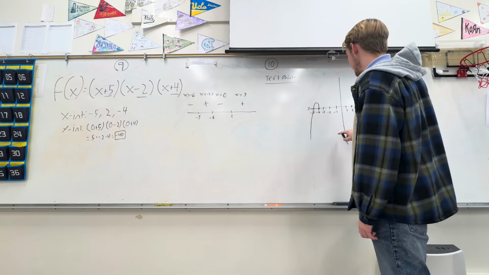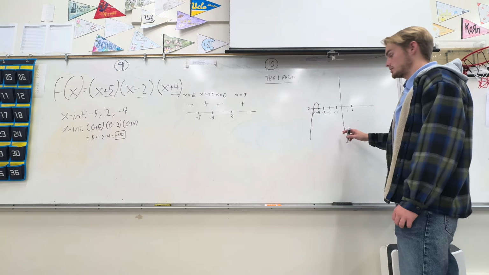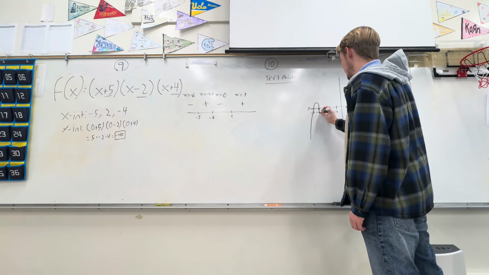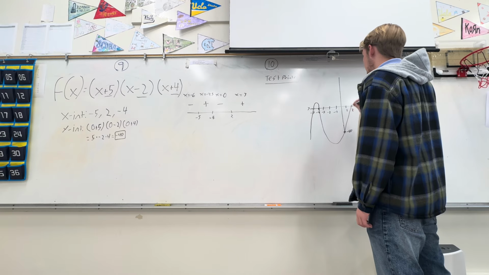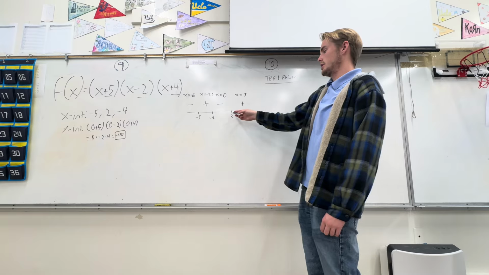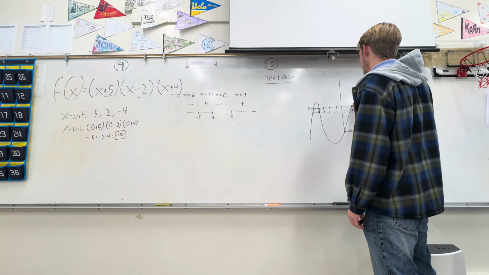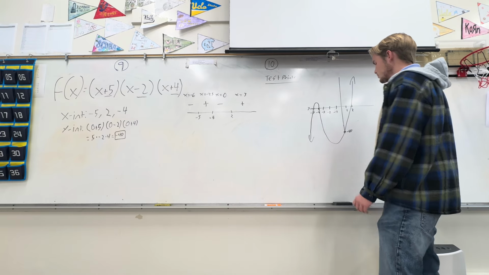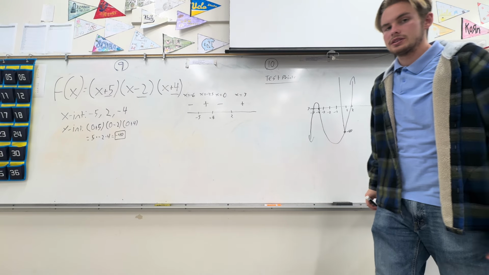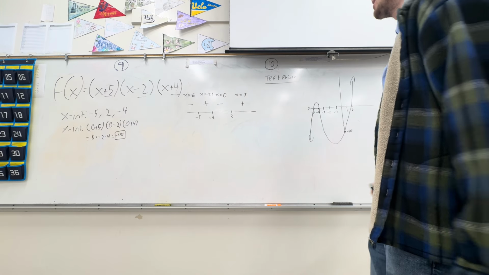And then we also know that we're going to go through the y-intercept down here at -40. So we're going to go down, down, down, down, down. And then lastly, after we hit the x-intercept at +2, we know we're going to come back above and be positive. And so that's a rough sketch of what our graph would look like by using test points.